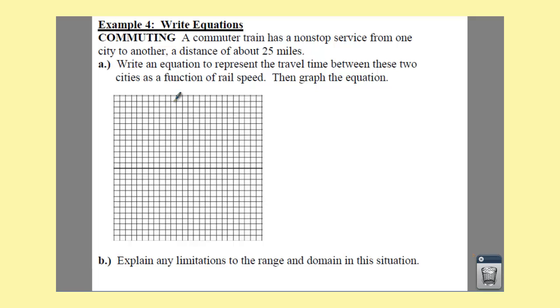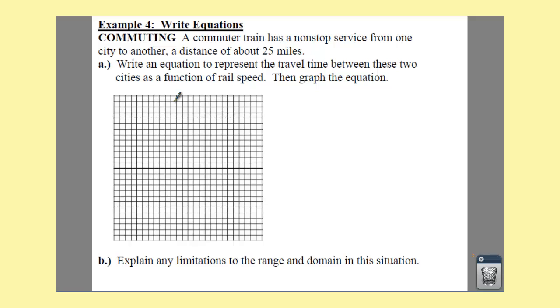Now let's finally try to find a way to write an equation. Here we're talking about commuting, and we have this commuter train that has a non-stop service, which is kind of weird when you try to get on and get off of the train, but there's very few people that have injured themselves. A couple bruised knees, no big deal. But it is nice and quick.